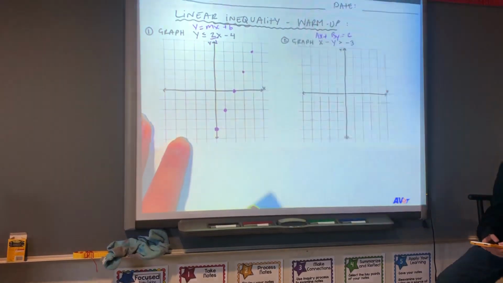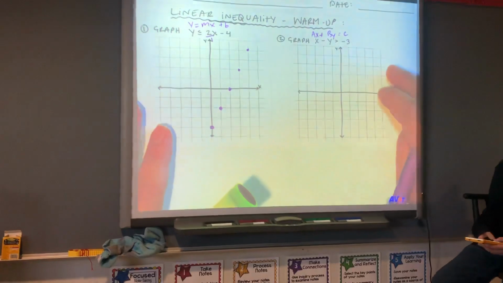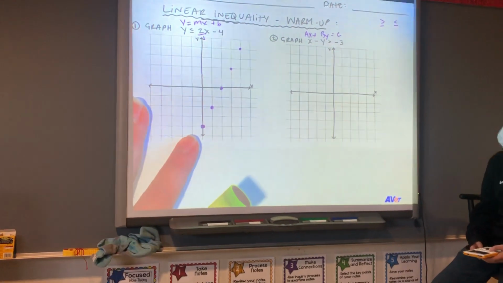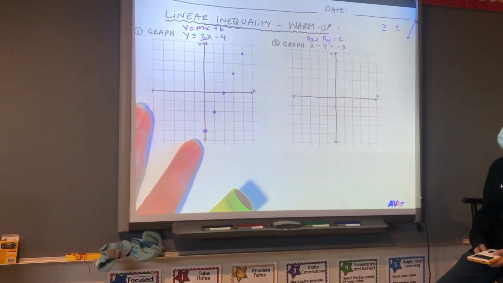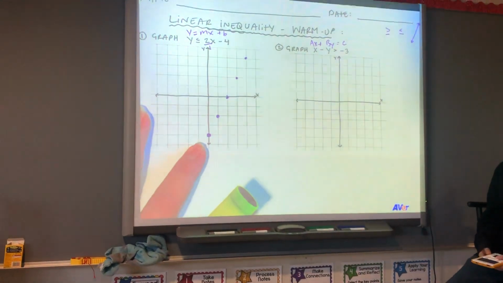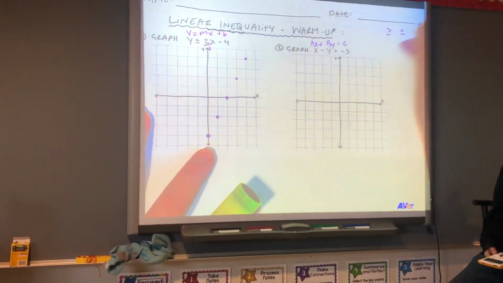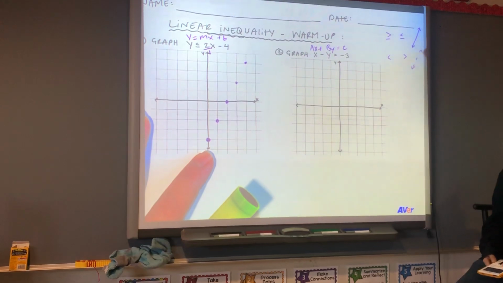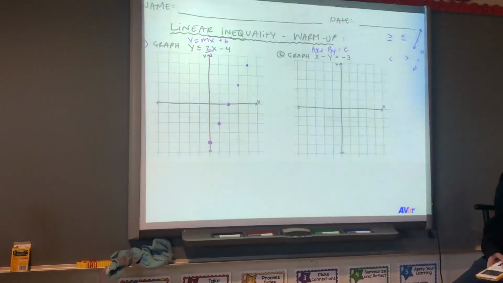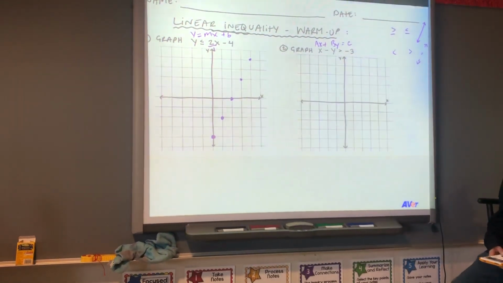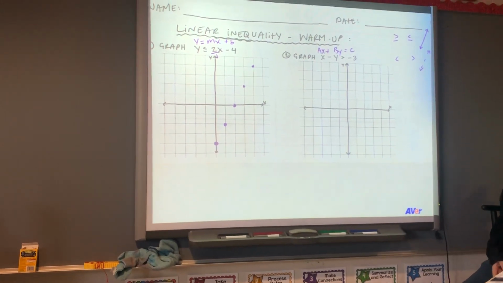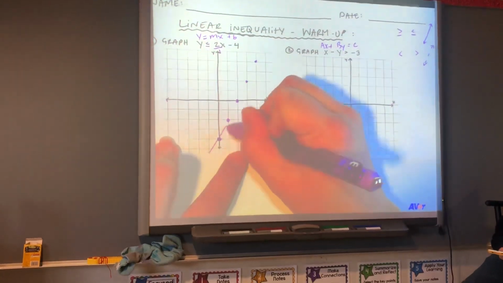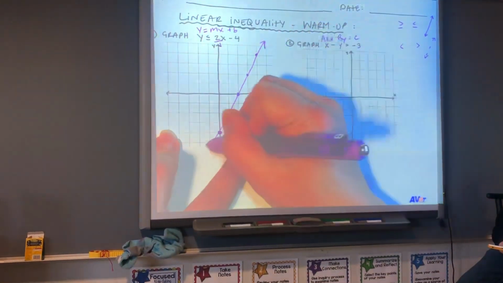All right, there's something really important about linear inequalities that we have to know. If we have symbols that look like this, we create a line that is solid, just like normal. If we have a linear inequality symbol that looks like this, we create dashed lines, because technically it doesn't actually equal that. It is only greater than or only less than. So over here I have a solid line going through my dots.